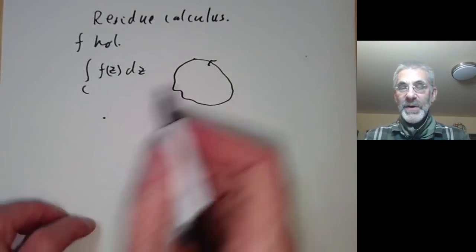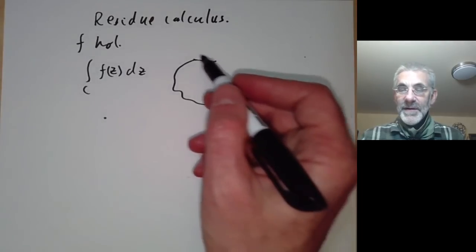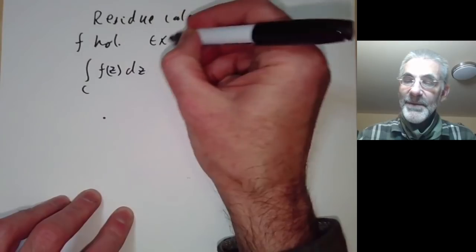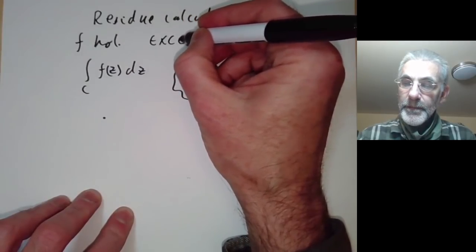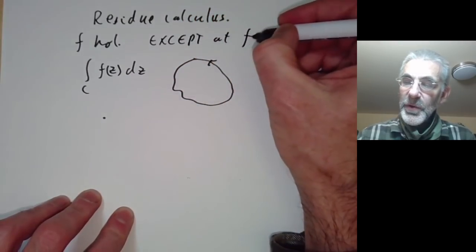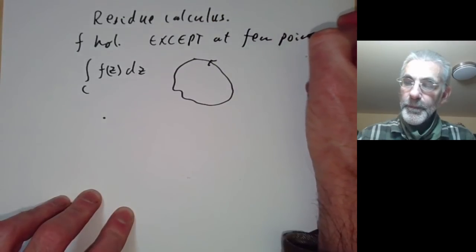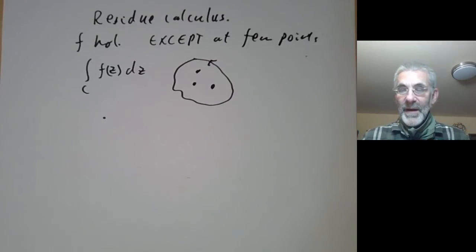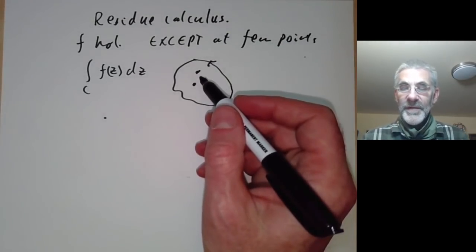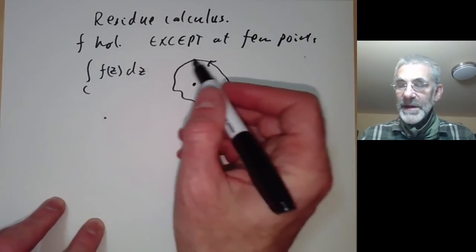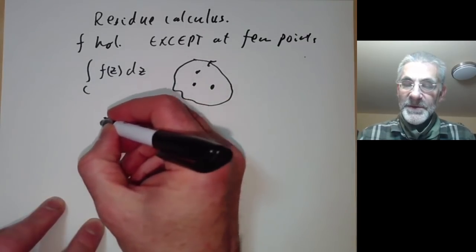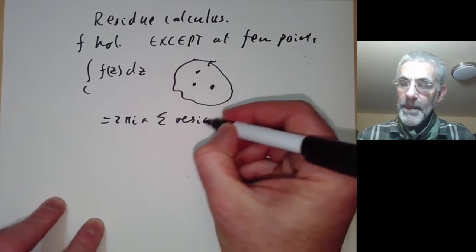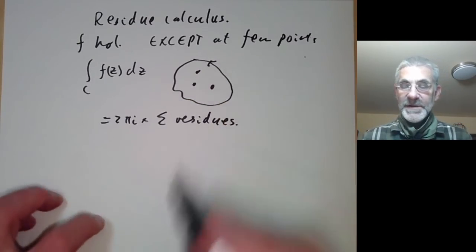Well, by Cauchy's theorem, we know the answer to that. The integral is just 0. But now suppose f is holomorphic except at a few points. So there might be 3 points in here where f isn't holomorphic. Well, then we want to know what is the integral around this curve, and the residue theorem says it's 2 pi i times the sum of the residues at these points.